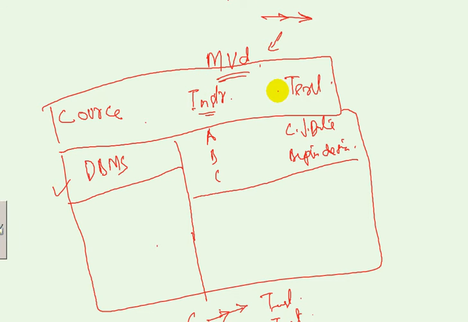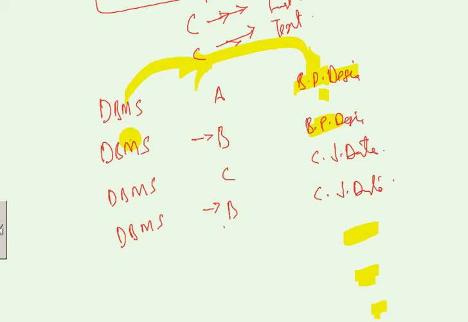Course, instructor and text. This is my course, this is the instructor and this is the text. What will be the key? Course and instructor, you are saying? If I say RDBMS and B, will it uniquely give this Bipin Desai? If you say RDBMS and B, it can also mean CJ Date. Will it uniquely give the tuple? No. If you say RDBMS and B, there could be many rows with RDBMS and B.